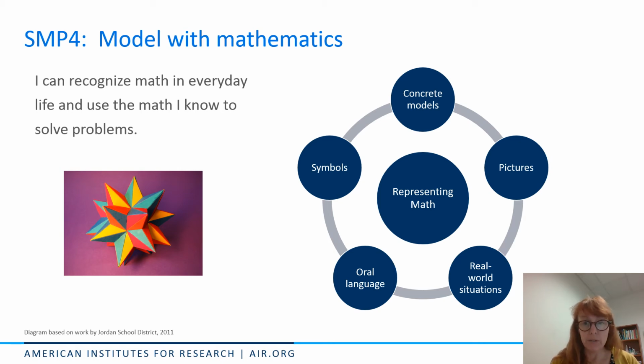There are many ways to represent math, and I incorporate what makes sense to me into my models. If I'm looking at a contextual problem, I can identify the mathematical elements, and I can create or interpret a mathematical model that shows the elements and the relationships between them.